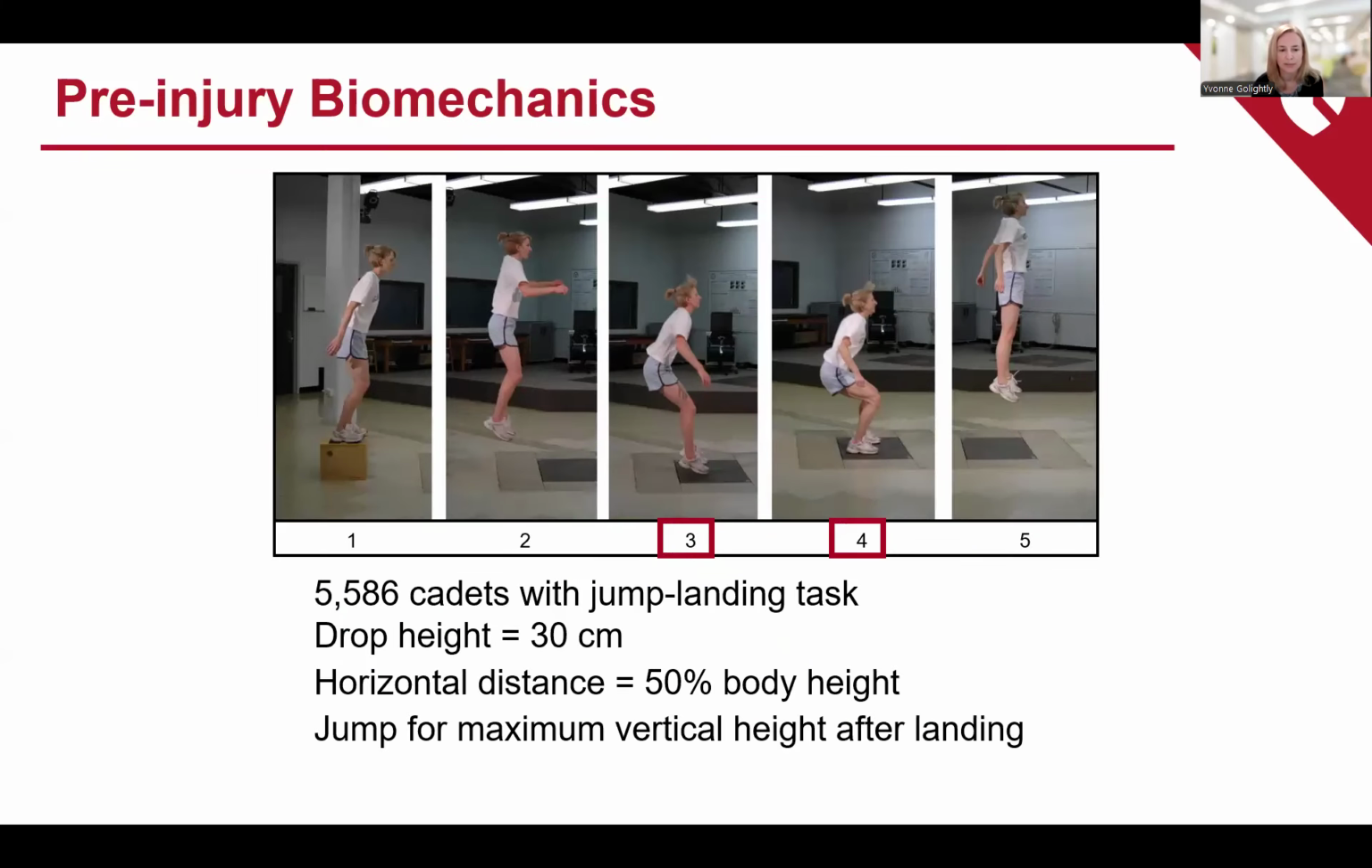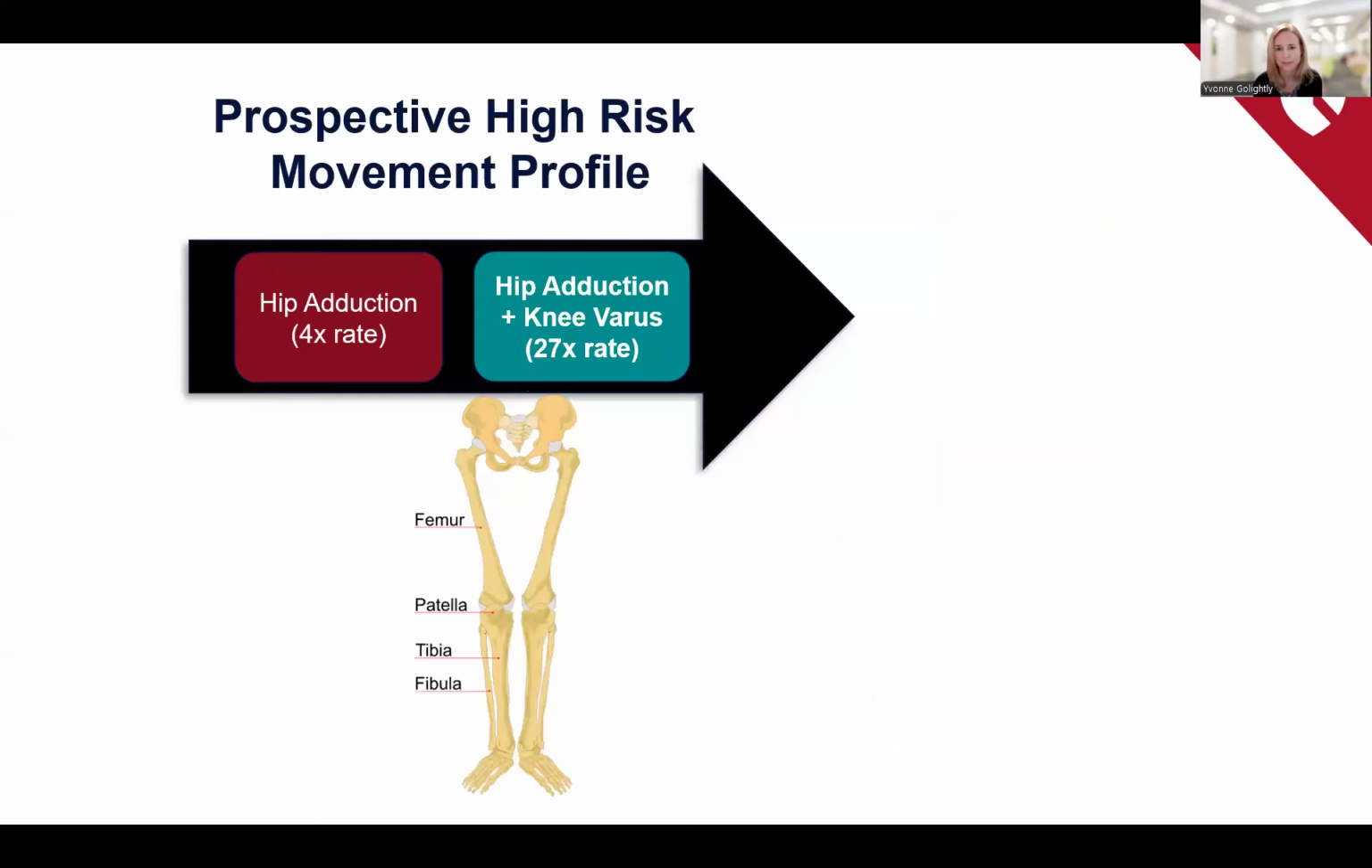And I mentioned that physical testing was done at baseline when the cadets began in their academies. And one of the aims of the original study was to see if there were movement risk factors for later knee injury. So over 5,000 cadets completed this jump landing task where they jumped off of a box onto a force plate and then jumped upward. And then data on their hip and knee movement were collected during that task.